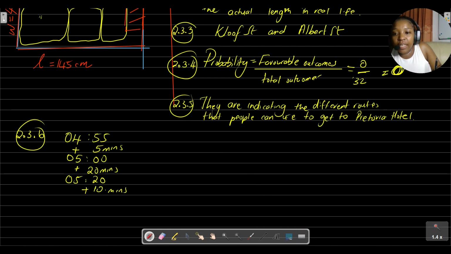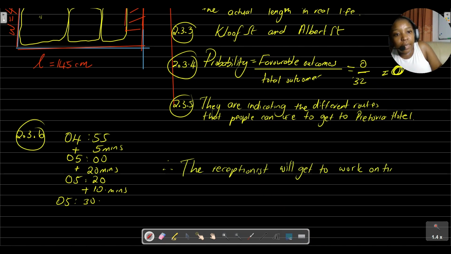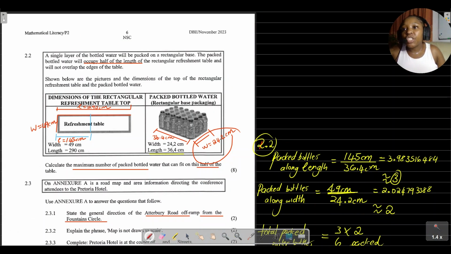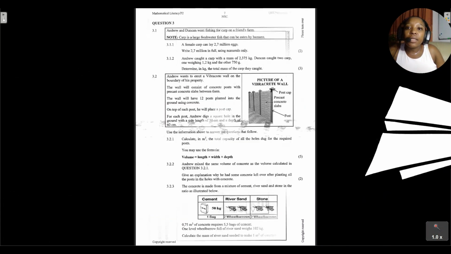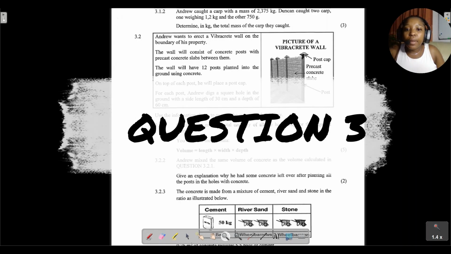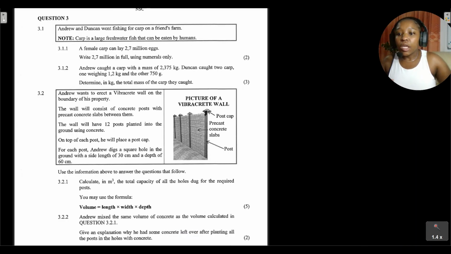Then that's going to leave us at 05:30. Therefore, we can conclude that what? The receptionist will get to work on time. Done. Right. And we are done with question number 2. So now, up next is question number 3. So let's have a look at question number 3.